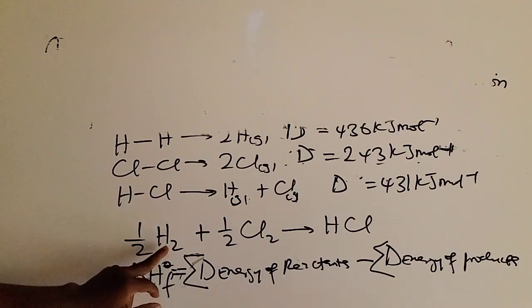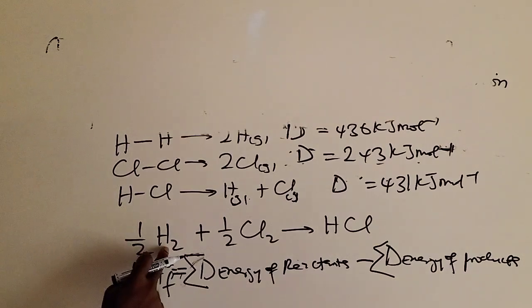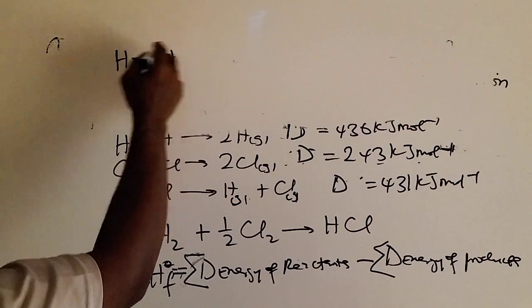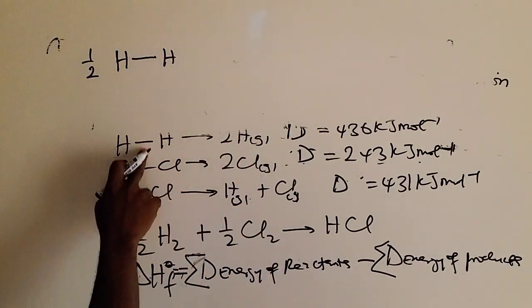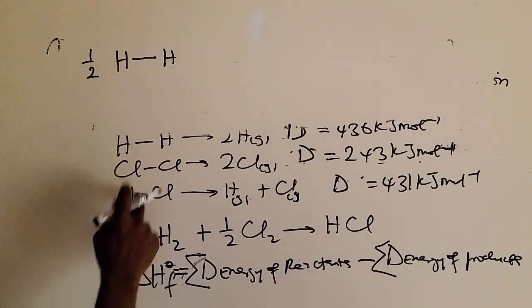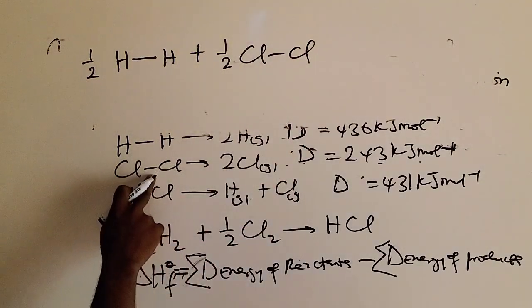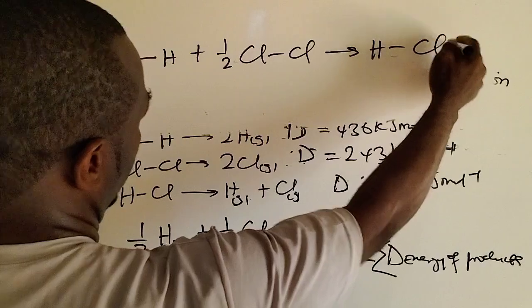The reactants here are hydrogen and chlorine. Before we start calculating, let's show the bonds. In hydrogen, there's a single bond, and I have half a mole in front. In chlorine, as you're seeing, even the hint is there for you, there's also a single bond in the chlorine molecule. Then in HCl, there's a single bond also.